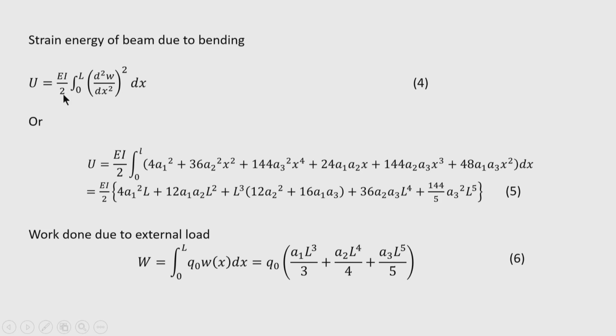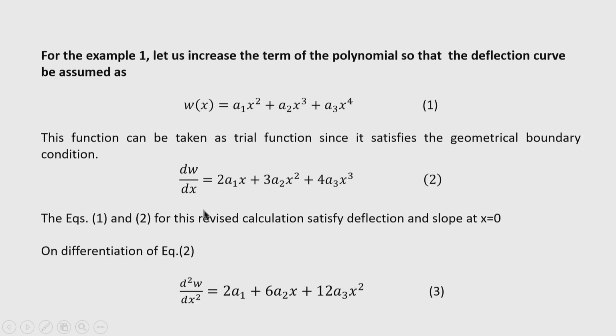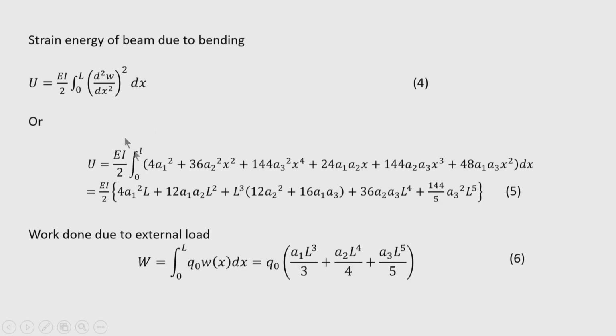So, as usual, we take the second derivative, and this result is used in the strain energy expression. U is equal to E I by 2 integral 0 to L of d square W by dx square whole square dx. So, the second derivative is taken, and then the strain energy is evaluated. After evaluating the strain energy, we get U is equal to E I by 2 into 4 A 1 square L plus 12 A 1 A 2 L square plus 12 A 2 square L cube plus 16 A 1 A 3 plus 36 A 2 A 3 L to the power 4 plus 144 by 5 A 3 square L to the power 5.